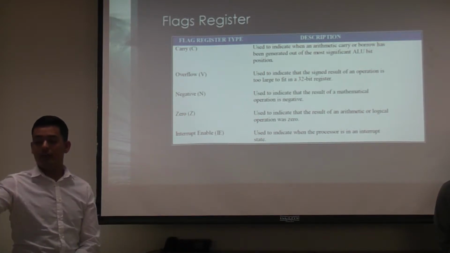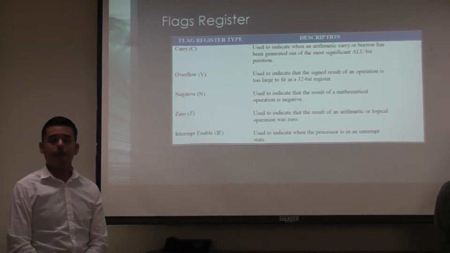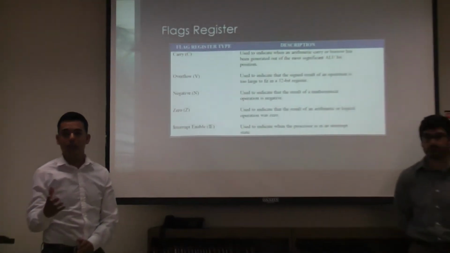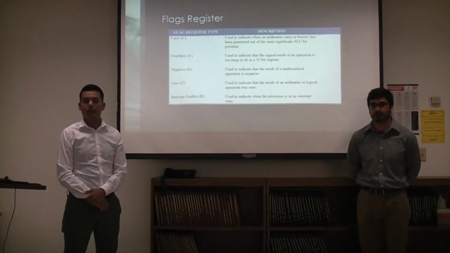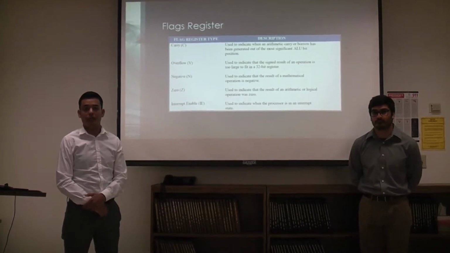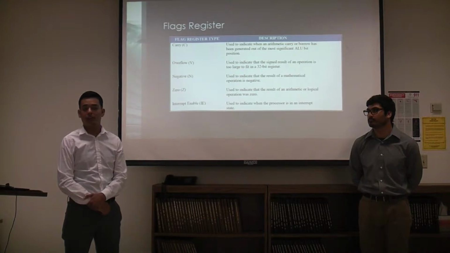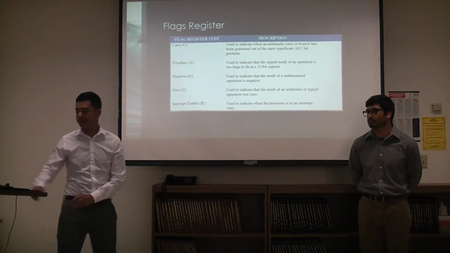And we have this last flag, which is the interrupt enable. The interrupt enable flag will tell the CPU or the control unit if interrupts are able to be processed or not. So if it's set, then you can service interrupts. If it is not set, then you cannot service interrupts at that time.